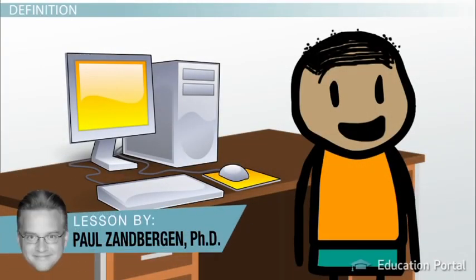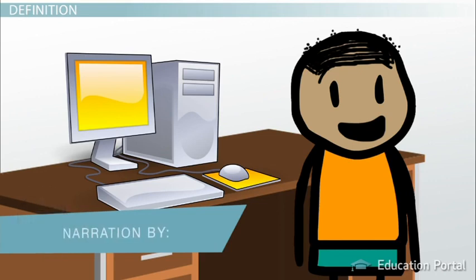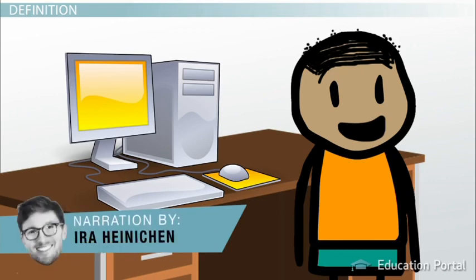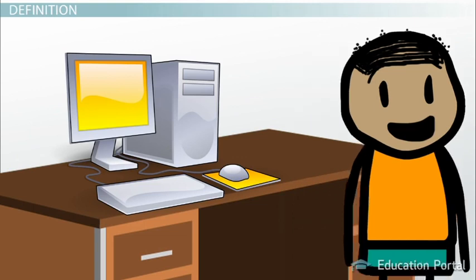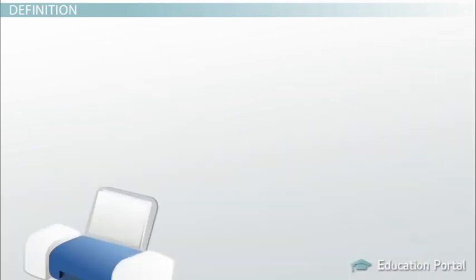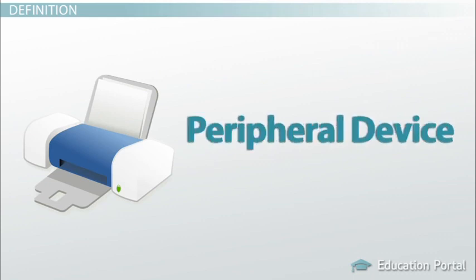Say you just bought a new computer, and with excitement you unpack it and set it all up. The first thing you want to do is print out some photographs of the last family party, so it's time to head back to the store to buy a printer. A printer is known as a peripheral device.